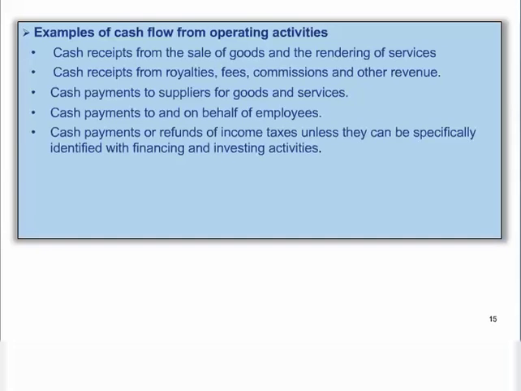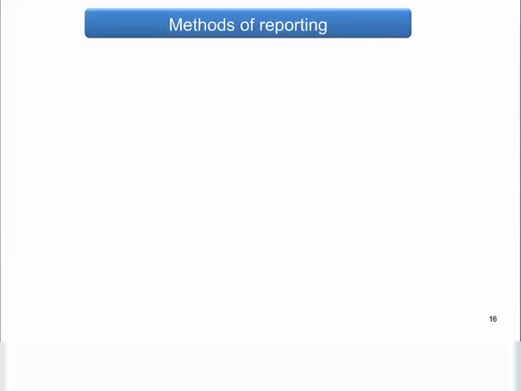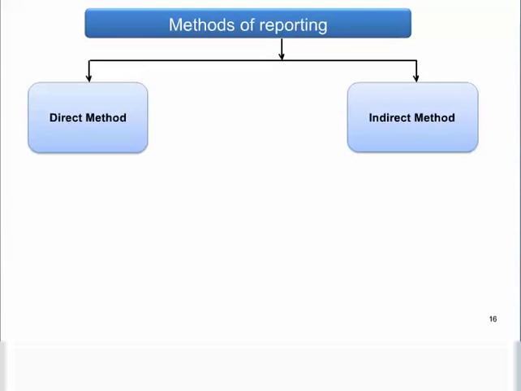Cash payments or refunds of income taxes are also included, unless they can be specifically identified with financing and investing activities. So generally, if you have received income tax refunds or you are making advance tax payments, they would be classified as cash flows from operating activities, unless they can be specifically identified with financing or investing activities. We also discussed that there are two methods of reporting operating cash flows, the direct method and the indirect method. So let's understand these two methods of reporting operating cash flows.